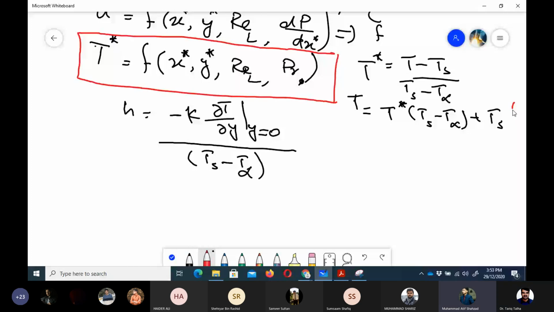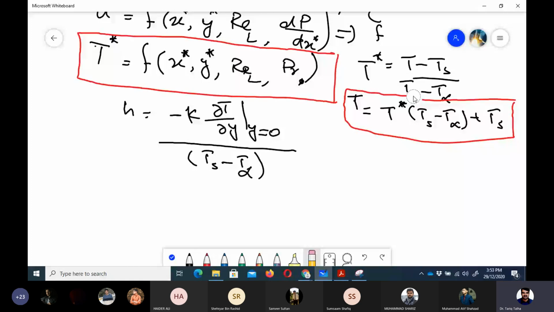Sir, it is T infinity minus Ts, sir. Oh, yes. Thank you again. I asked you to remember it, but I didn't give it much thought when I was writing it. Thank you for the correction again. Now here it would be T infinity minus Ts. So let me do the correction. T infinity minus Ts. Right.